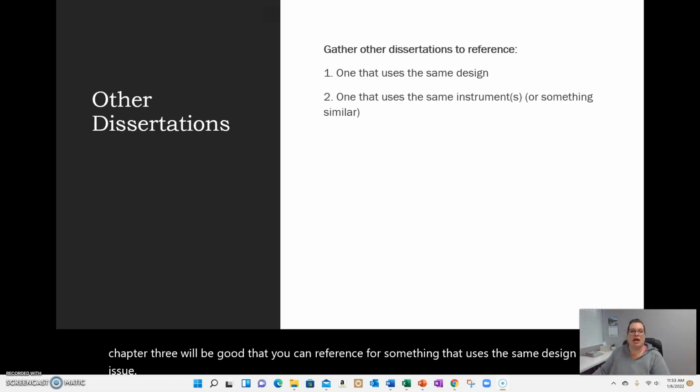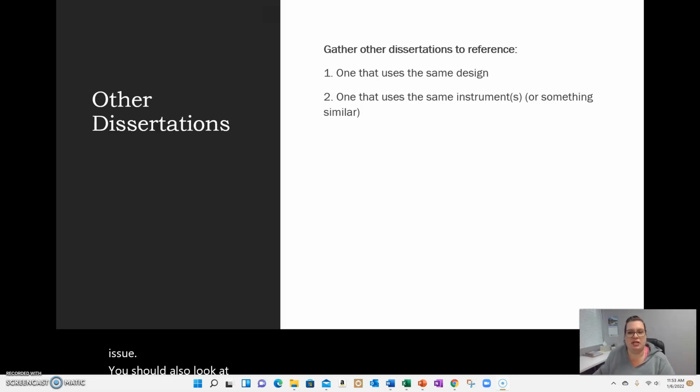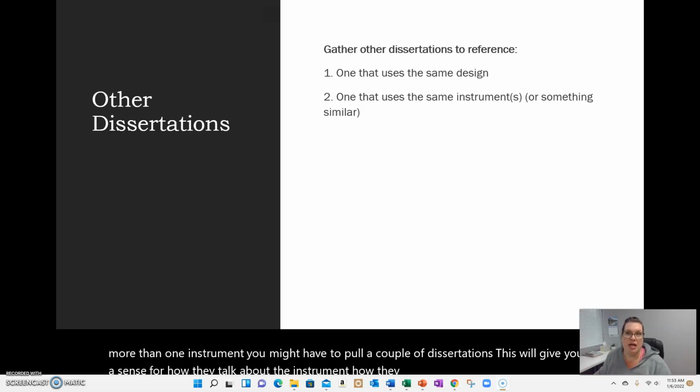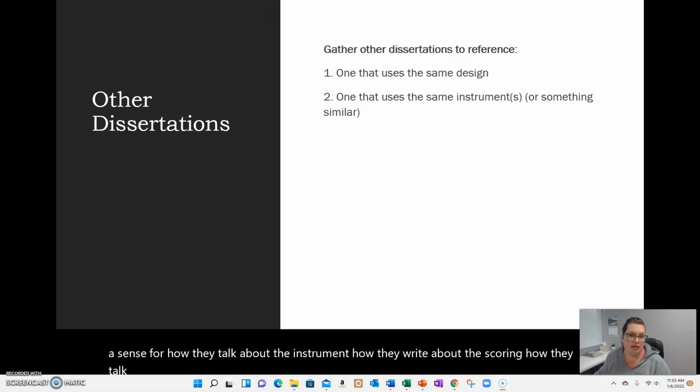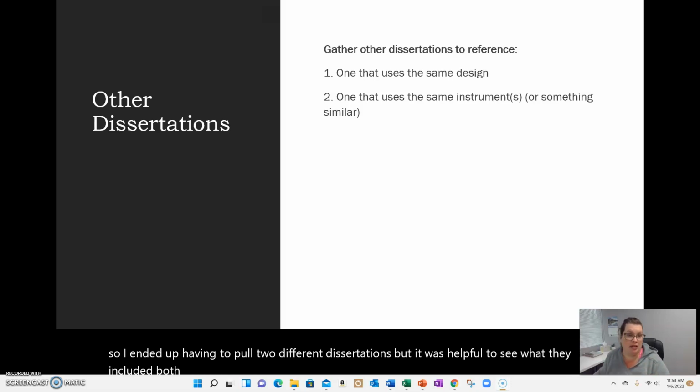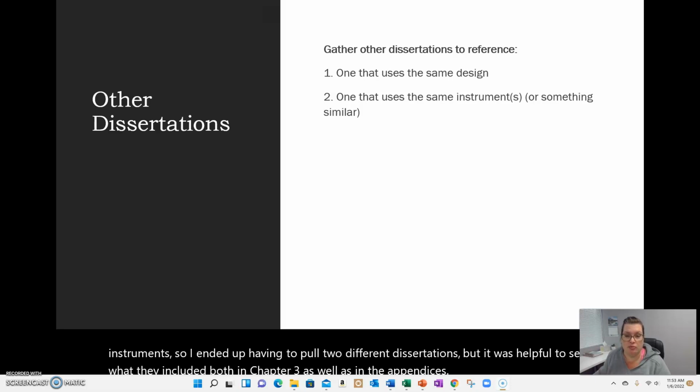You should also look at other dissertations that use the same instrument, or if you're using more than one instrument, you might have to pull a couple of dissertations. This will give you a sense for how they talk about the instrument, how they write about the scoring, how they talk about the reliability and the validity of that instrument. In my case, I had 2 instruments, so I ended up having to pull 2 different dissertations, but it was helpful to see what they included both in chapter 3 as well as in the appendices, so I knew what to include.